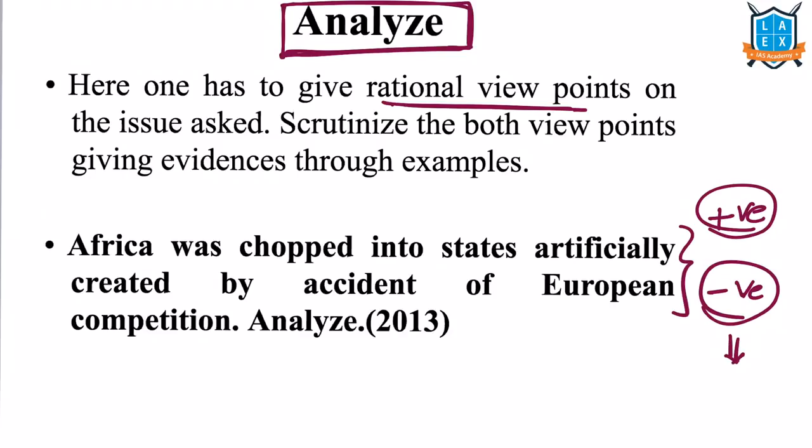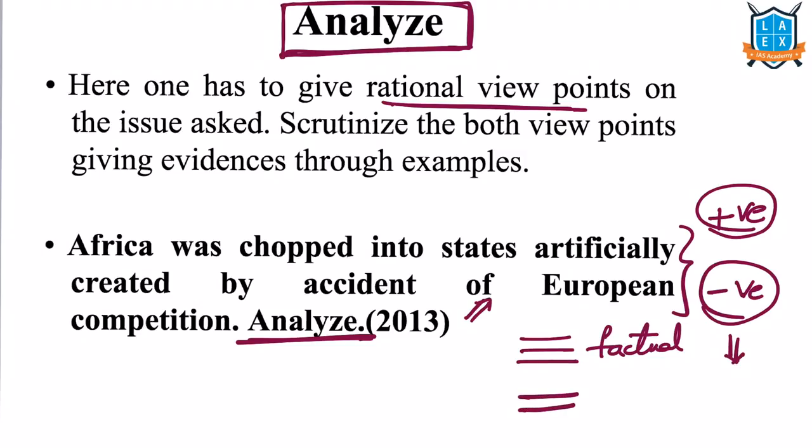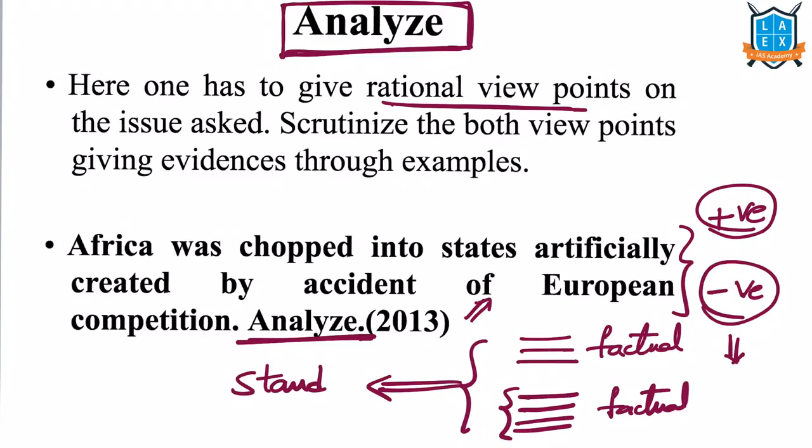Let's take this particular question. Africa was chopped into states artificially created by the accident of European competition. We need to write yes, this has happened because of these reasons. Here we are going to write the factual information or historical data, and then we are going to support it. But however, this was also planned. This is not accidental. This is planned. Then here also we are going to write the factual points. Finally, we take a particular stand. In analyze questions, we are going to take a stand based on the factual information that we discuss in the answer.